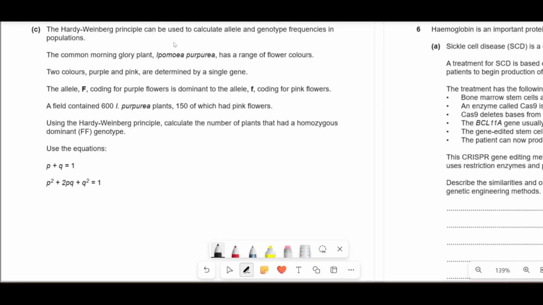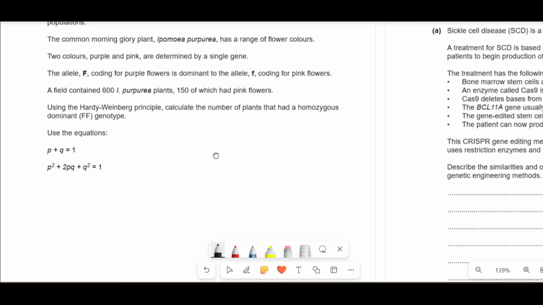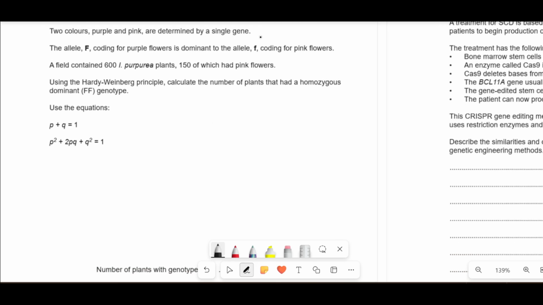So it says the Hardy-Weinberg principle can be used to calculate allele and genotype frequencies in populations. The common morning glory plant has a range of flower colors. Two flower colors, purple and pink, are determined by a single gene. So big F is dominant, and that's purple, and then little f is pink. It's always good to just scribble that down so you really make sense of what's going on here.